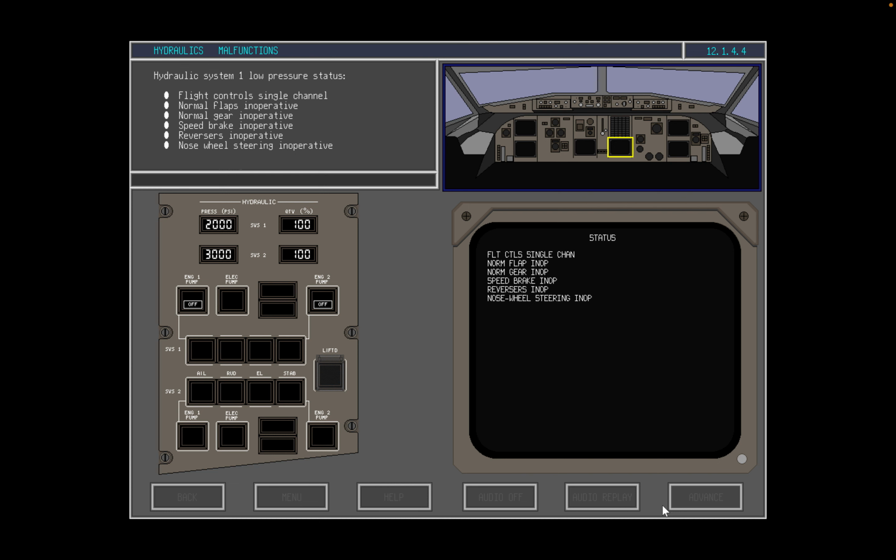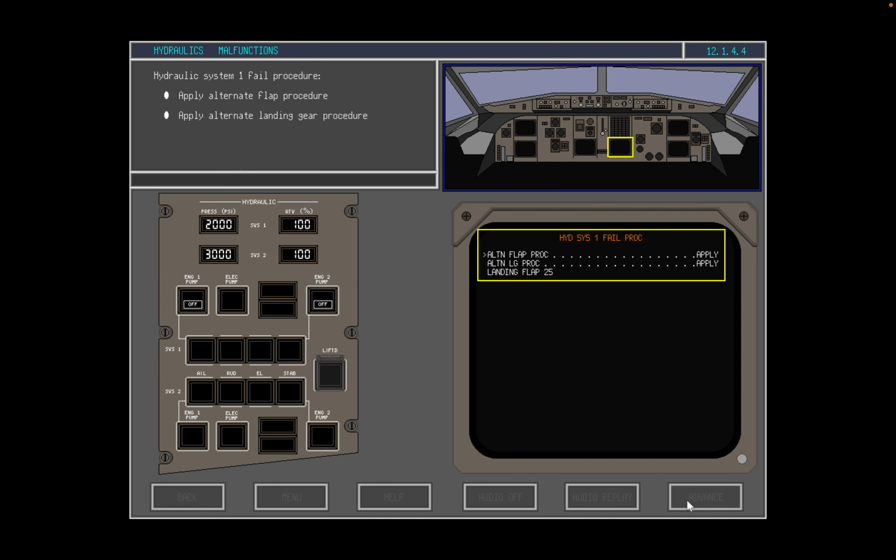With Hydraulic System 1 inoperative, the status page details that flight controls are on single channel and the following systems are inoperative: normal gear, normal flaps, the speed brake, reversers, and nose wheel steering. The Hydraulic System 1 fail procedure requires that flaps are extended by means of the alternate flap procedure and that landing gear is lowered by following the alternate landing gear procedure. These procedures will be discussed in more detail in the appropriate modules.